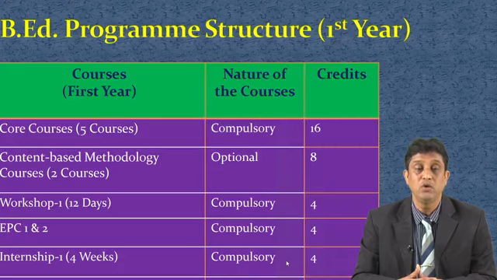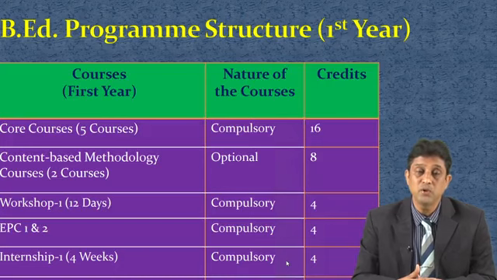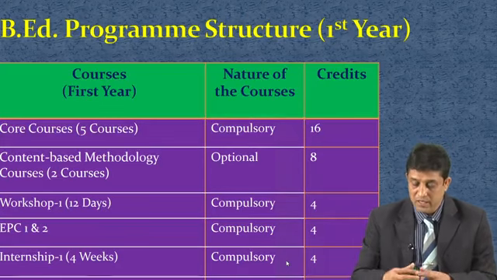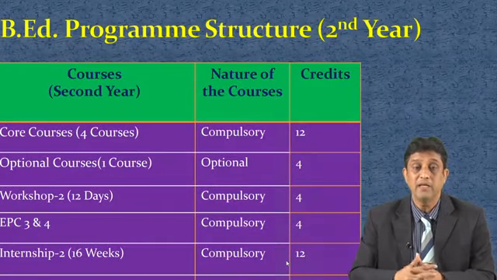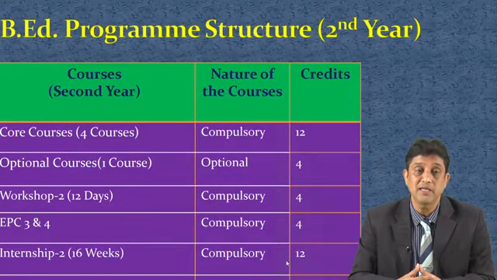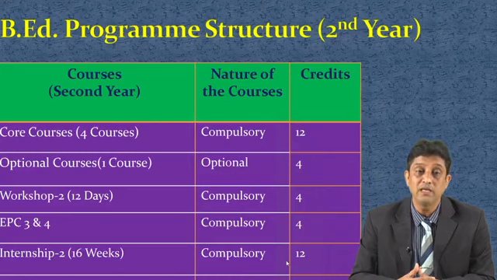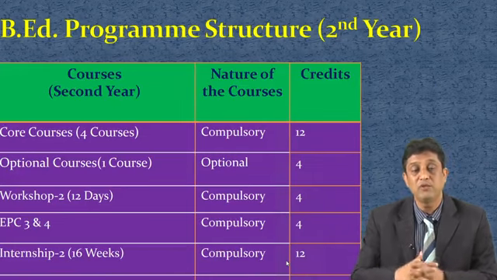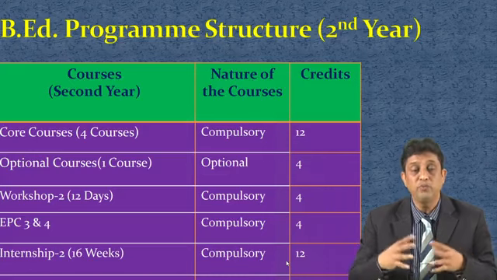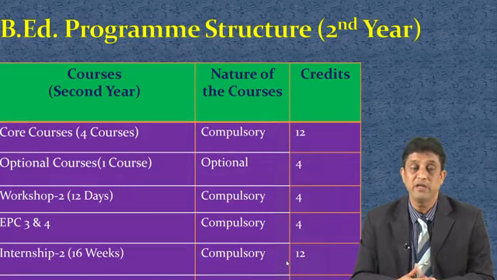So if you include all these credits, then the total is 36 credits that the learners are supposed to study in the first year of this program. Then in the second year, again they have to study 36 credits. 4 core courses they will study in the second year, a total of 12 credits. Then the optional courses: they have to select 1 optional course from the pool of optional courses given in the program guide.